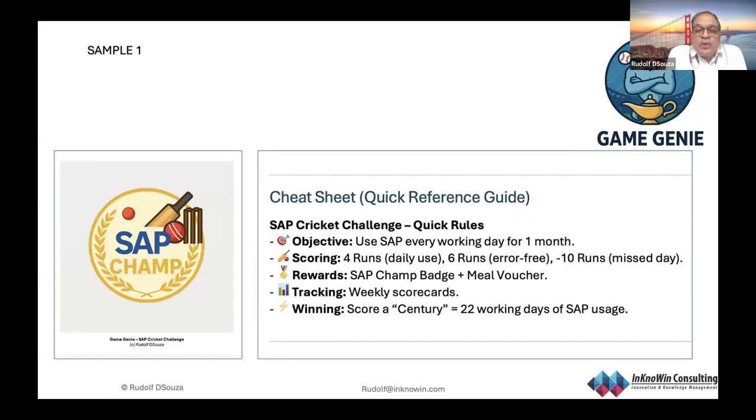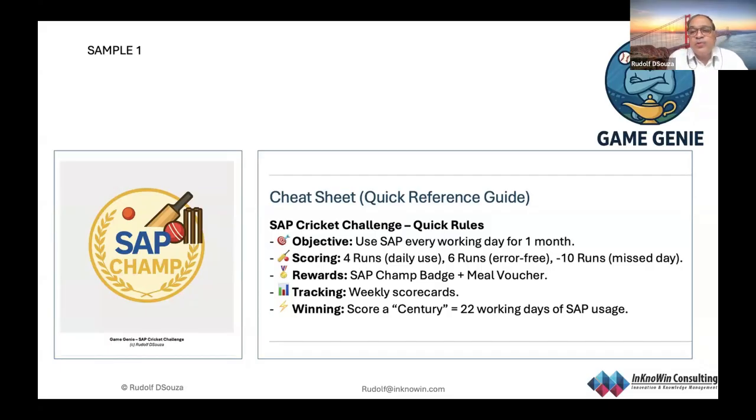So here the challenge was that in a company, they had implemented SAP and the users were not using SAP. They were using their normal systems. So how do we get people to use SAP? If they use it every day for a month, they would then get scores. So they would get 4 runs. In cricket, that's the terminology. If it is error-free, they would get 6 runs. So this was a progression that they would get.